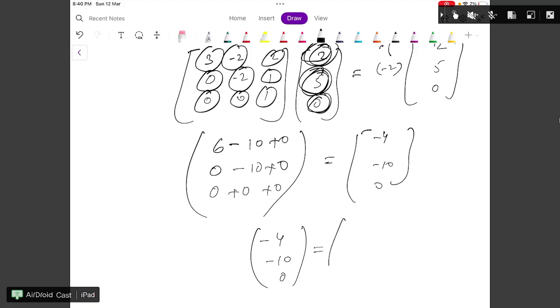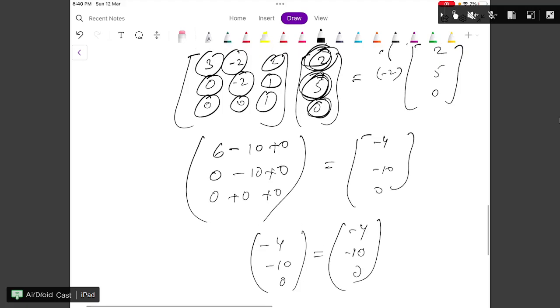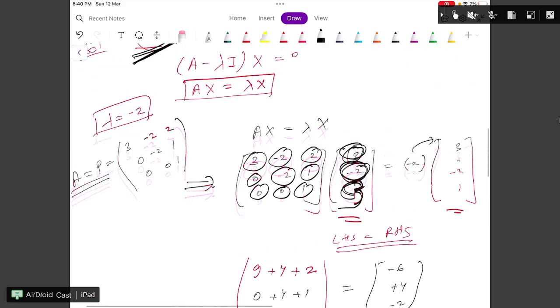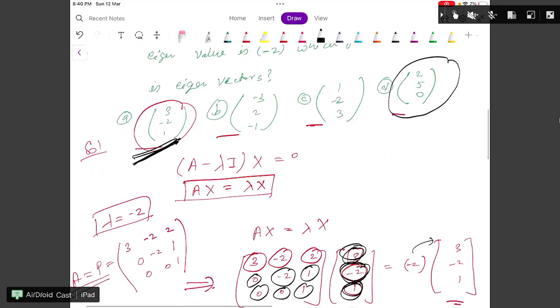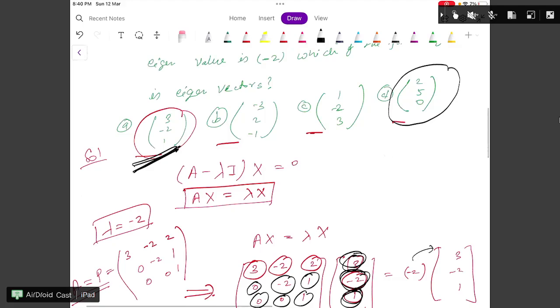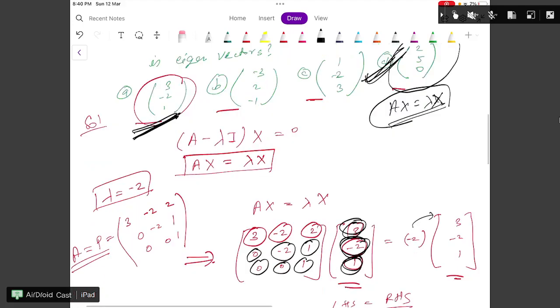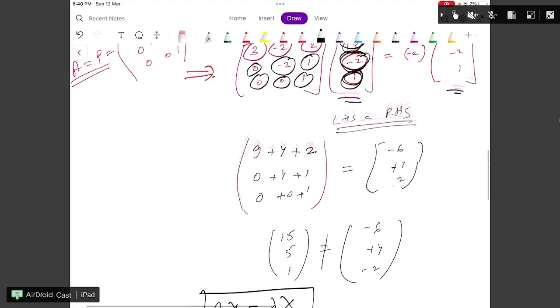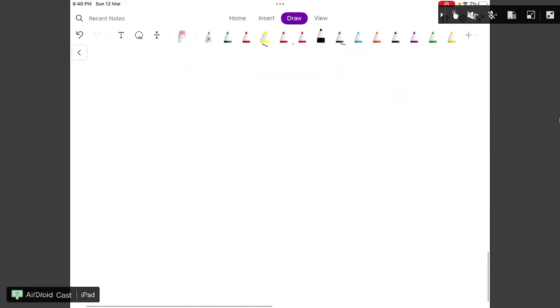So this given vector x is satisfying the given equation Ax = λx. For this given option D, it is satisfying the given equation. So option D is the correct answer. This is the problem model 2. Okay, this is how we will solve the problem model 2.